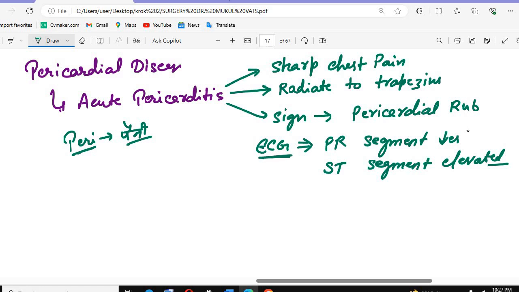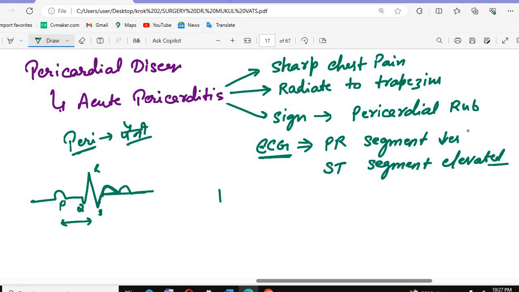So on the ECG, the PR segment, the duration of the PR segment, we have the PQRS or T. Then we see the P, and this is QR. This duration will be reduced in acute pericarditis. Along with that, there will be ST segment elevation. That is seen in pericardial disease.